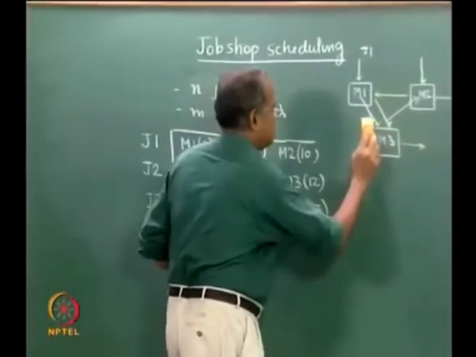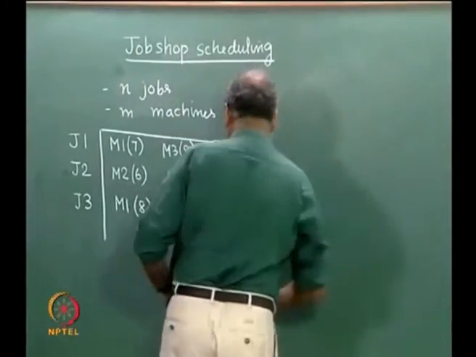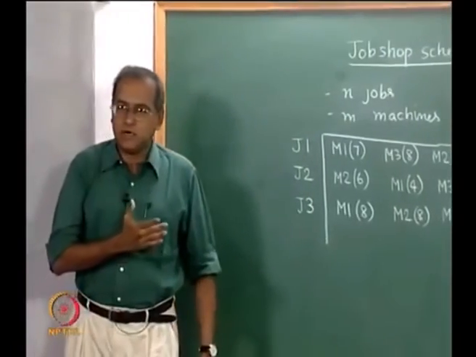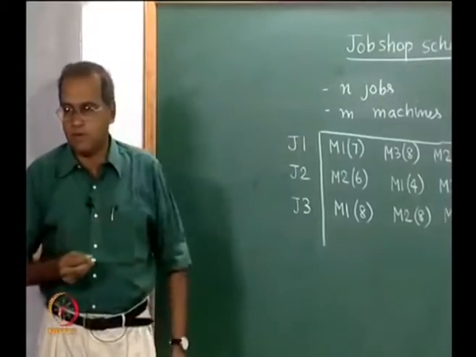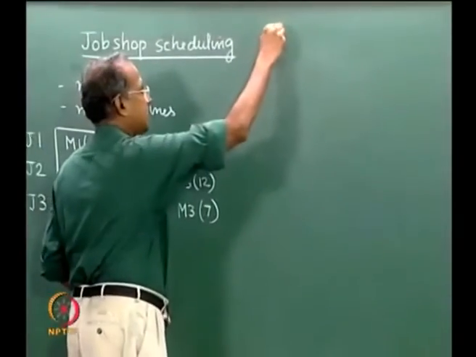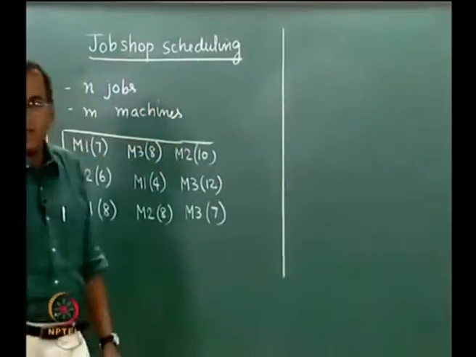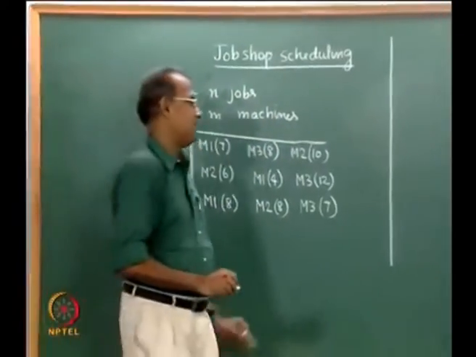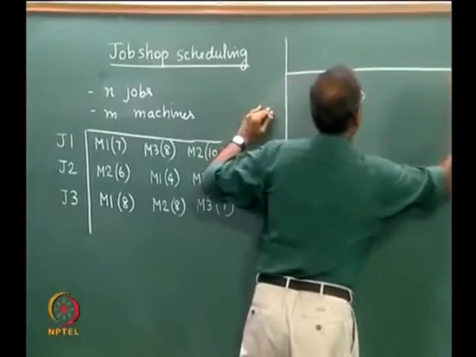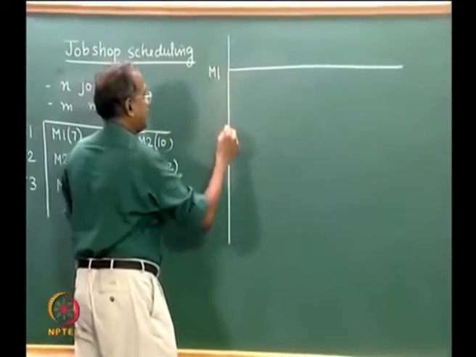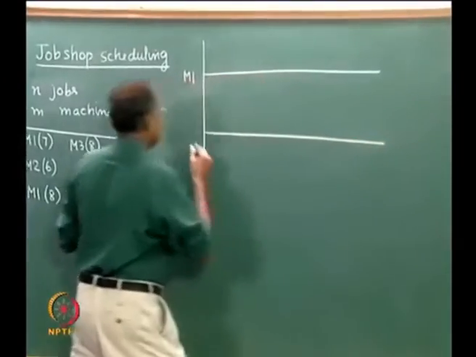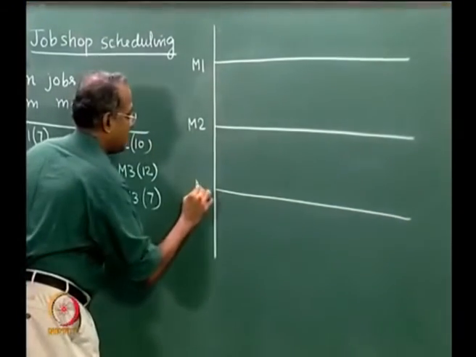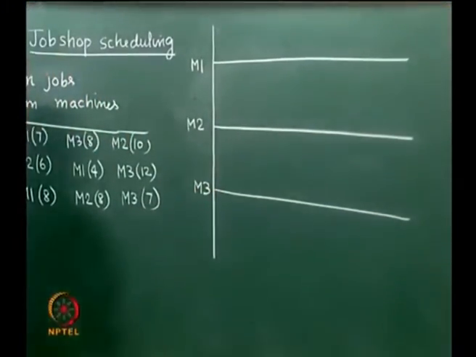Now, let us try and get a makespan for a particular schedule and let us draw a schedule to solve this problem. What we do first is make a chart where we are going to show all the 3 machines. Let us say this is machine M1, this is machine M2 and this would be machine M3 on this chart.